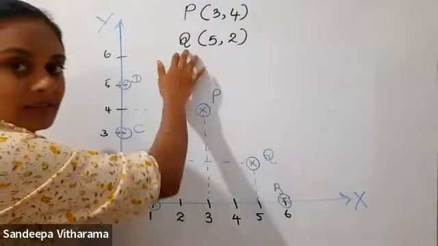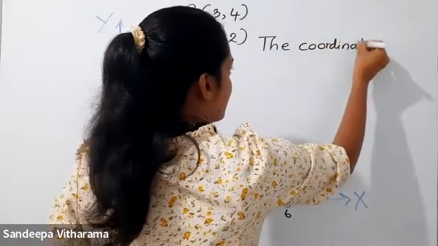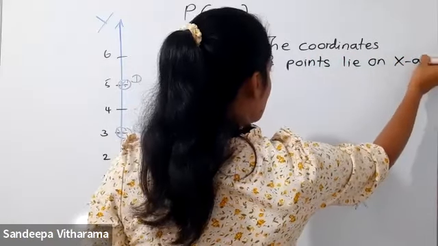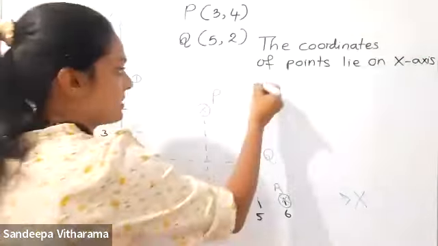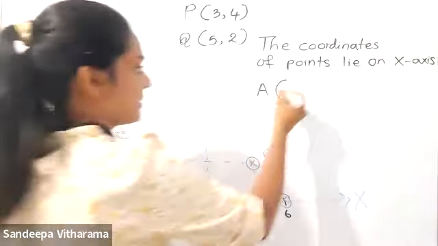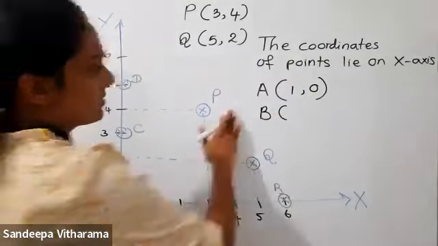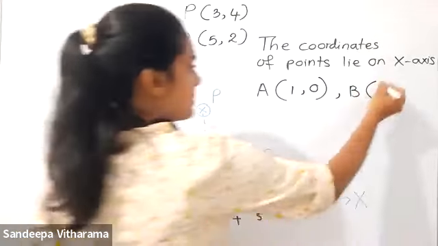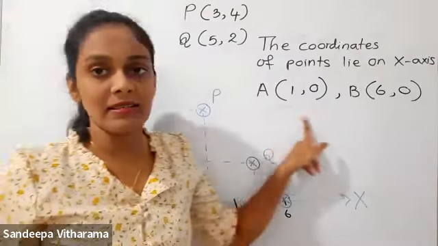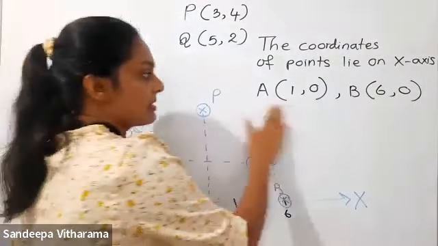Please write this below this graph: the coordinates of points which lie on the x-axis. Here the point is A. The x-coordinate is 1, and the corresponding y-coordinate is 0. The other one is B. The x-coordinate is 6, and the corresponding y-coordinate is 0. If you see a point with coordinates like this, you have to remember that it is lying on the x-axis.